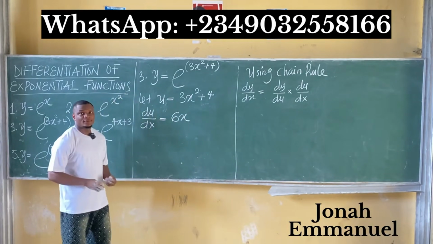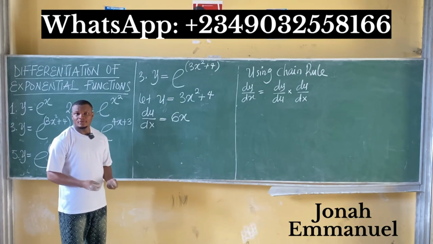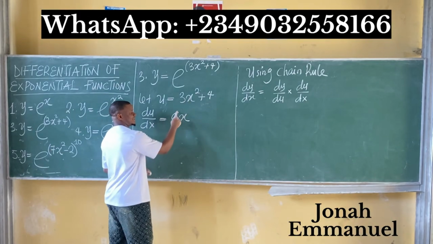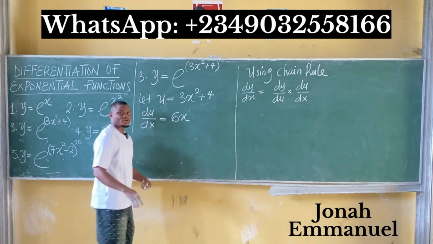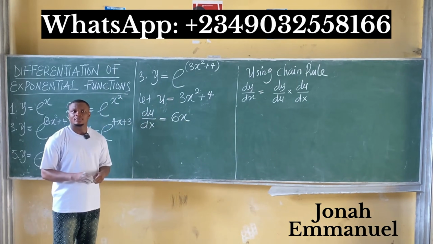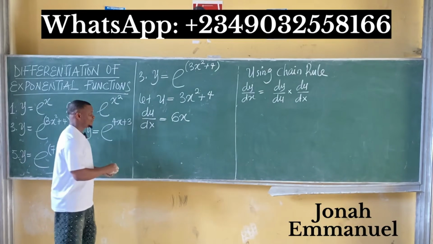6x. Is it squared again? No. 2 times 3 is 6. X, 2 minus 1 is what there? 1. Constant becomes what there? 0. It's gone.